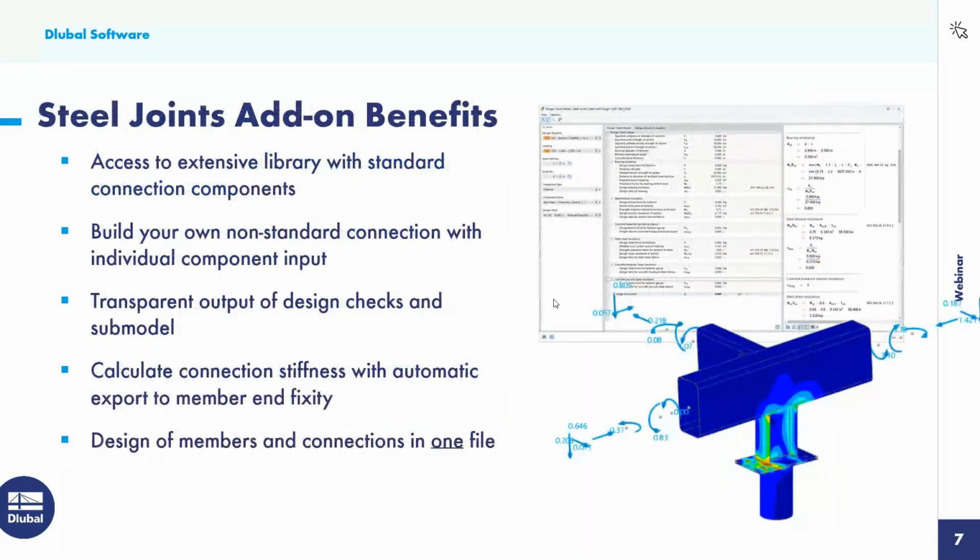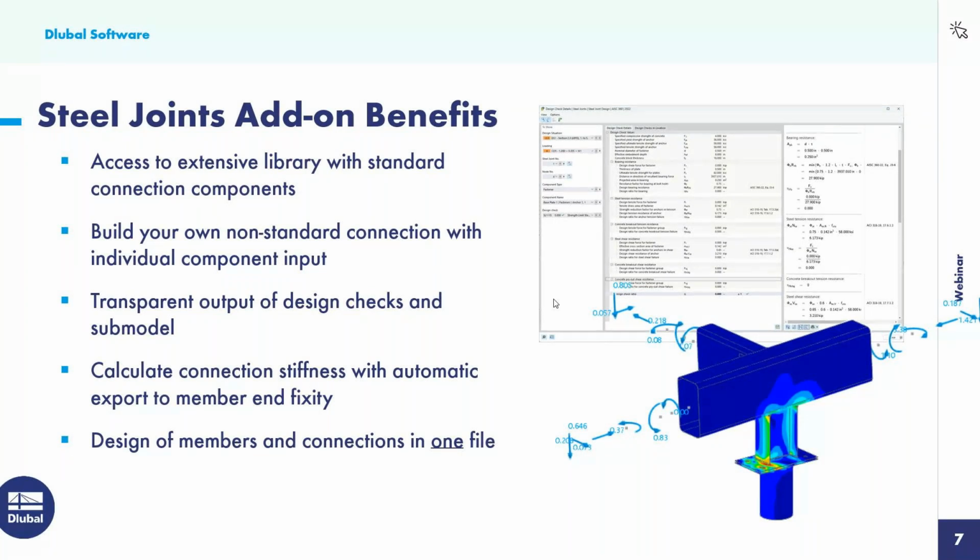So we might be wondering, what are the benefits of this particular add-on over other connection design programs? Within the RFEM 6 Delubal Center, we have access to an extensive library with standard connection components. This means that if we do have a pretty basic connection, we can always go to our library and insert these components automatically to apply to our model. But we can always build up our own non-standard connection type as well with individual components. We'll certainly see these two options in our examples today. We can save that then to our library for future RFEM use. We really pride ourselves in having a transparent output of our design checks.